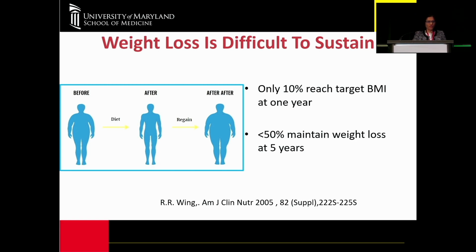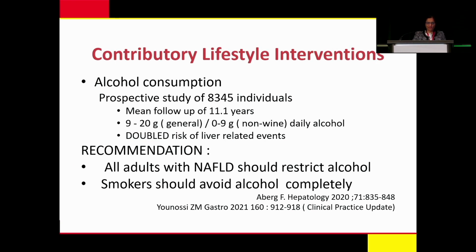Unfortunately, lifestyle modification, in addition to being very unpopular, is difficult to maintain. This study has shown that only 10% of individuals reach their target BMI at 1 year, and less than half of them are able to maintain their weight loss at 5 years. What about other lifestyle interventions?